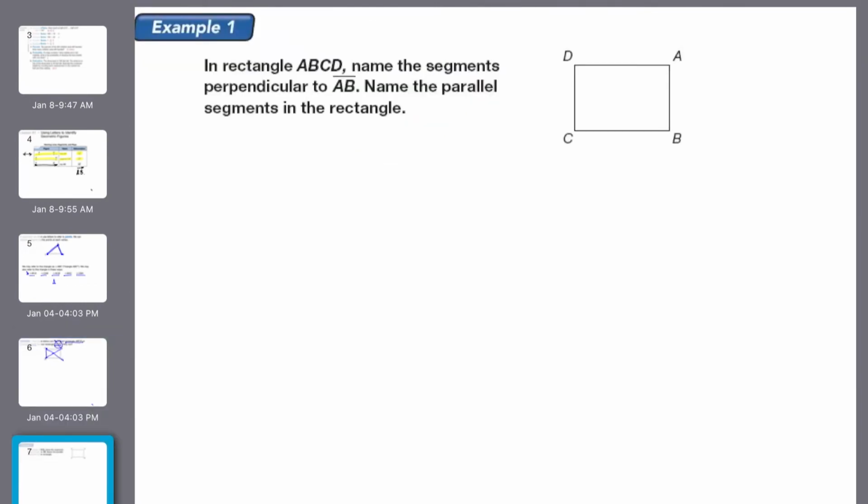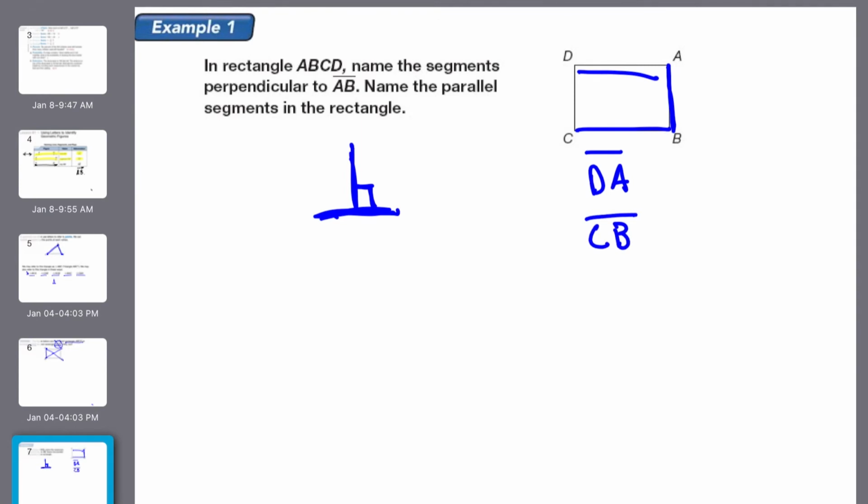All right, so in rectangle ABCD, name the segments perpendicular to AB. Name the parallel segments in the rectangle. Perpendicular means it meets and forms a perfect square corner. I'm looking at AB here, and I want to know what is perpendicular to AB. There are actually 2 sides that are perpendicular. DA is perpendicular, and CB is also perpendicular to AB. They both form a nice 90-degree angle there.